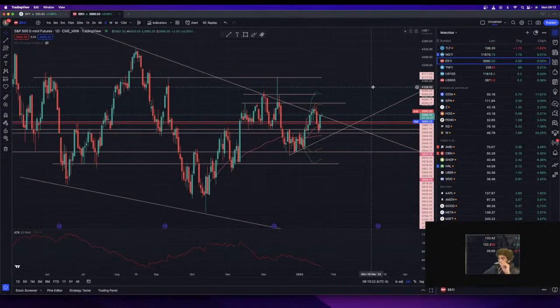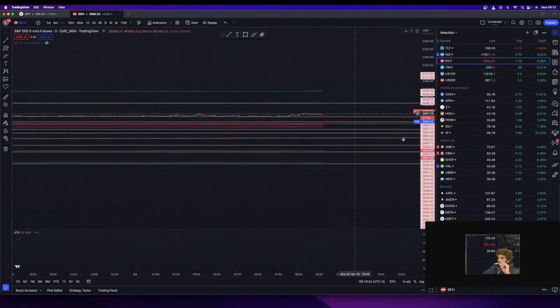Alright, futures are actually reversing. They rejected the 4,000, I guess. What's the high?